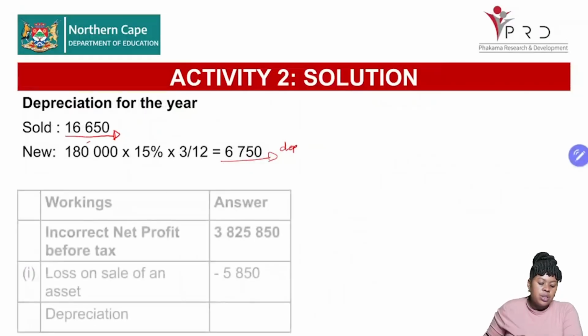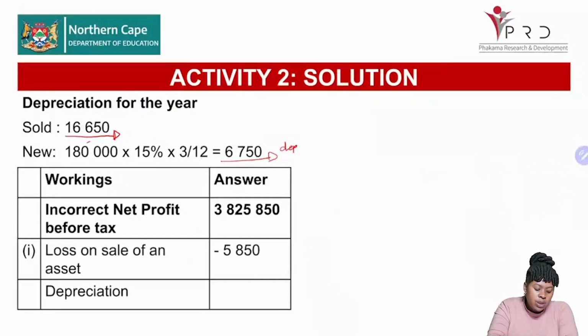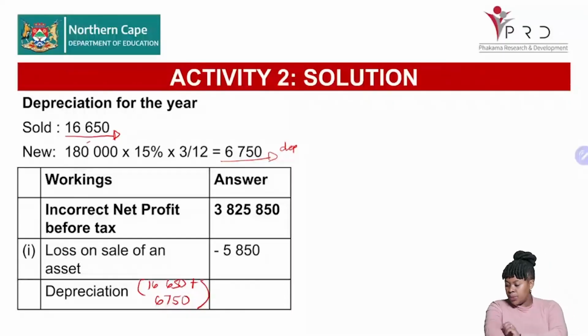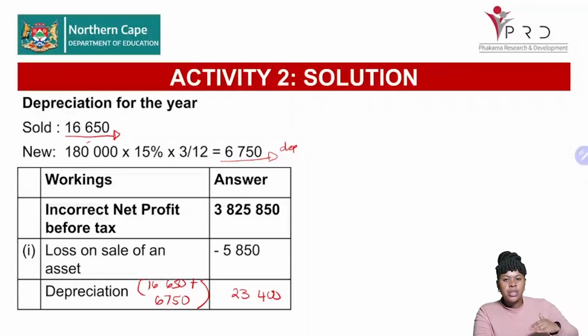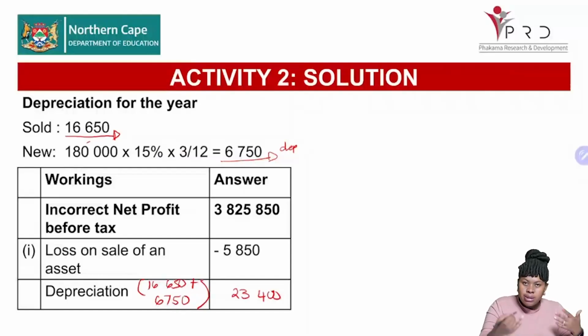How much is our total depreciation for the year? Our total depreciation means that we need to say 16,650. We add it with the 6,750, and that will give us our 23,400. Now, the question that I'm asking you, Grade 12, is that increasing or decreasing our profit? In this case, our depreciation is an expense and it was not reported. Hence, we need to still subtract the expense because it was not subtracted when calculating this net profit.